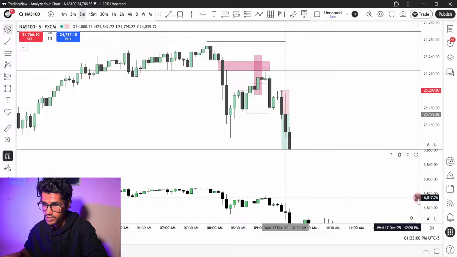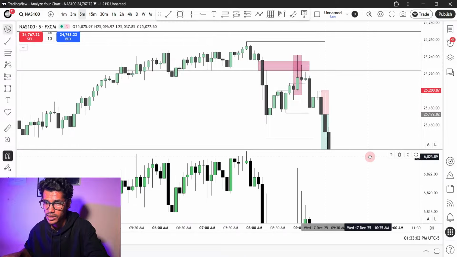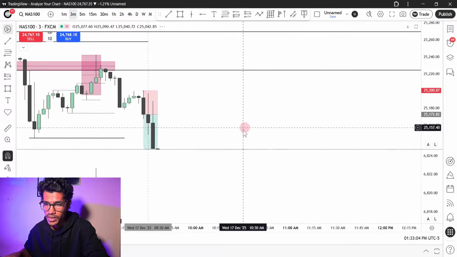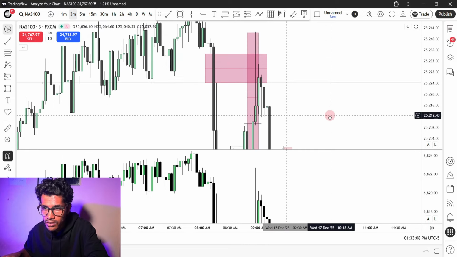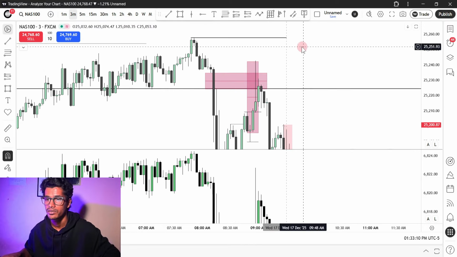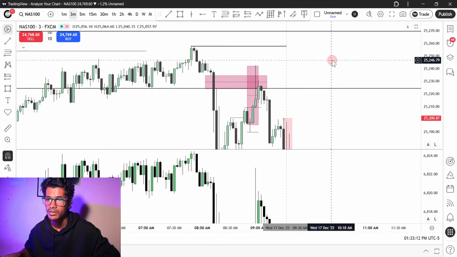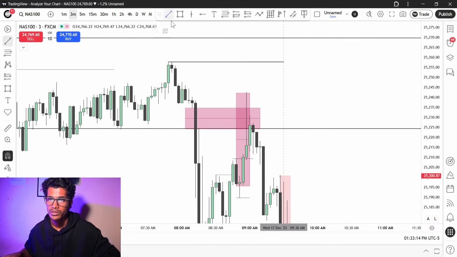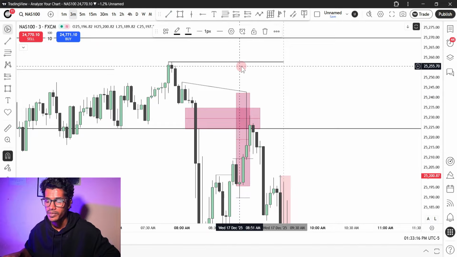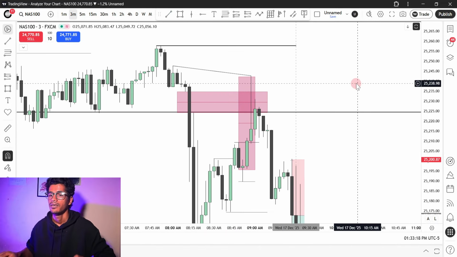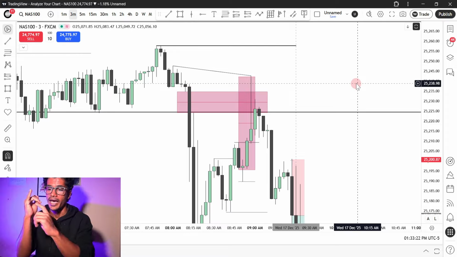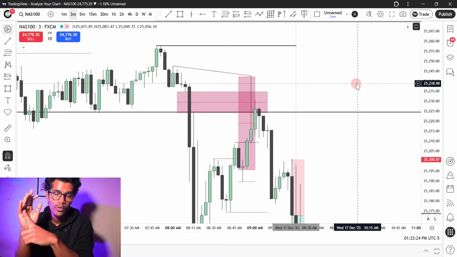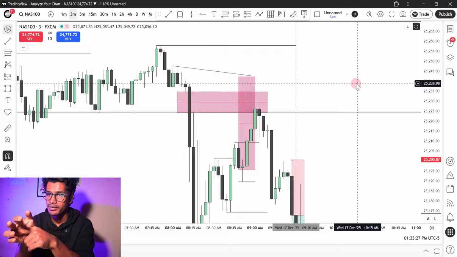And I think, did we have SMT? I think on the 3-minute we kind of had an SMT. All right, so on the 3-minute, look at it here. On the 3-minute we had this SMT as well. So how many things did you see right now? We saw an hourly swing high formed within a bearish breaker.